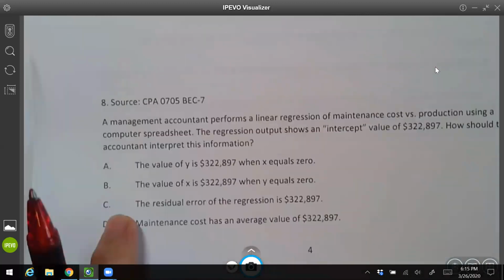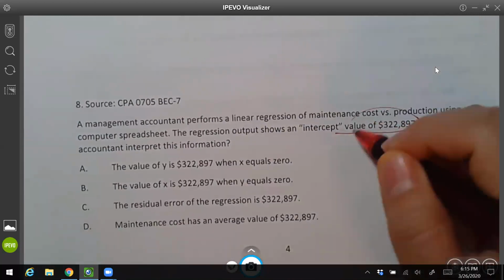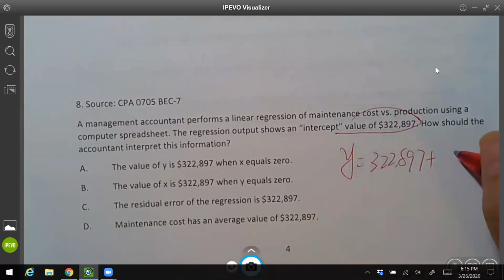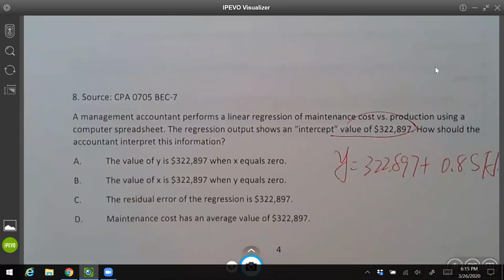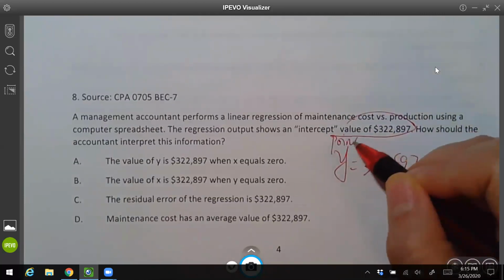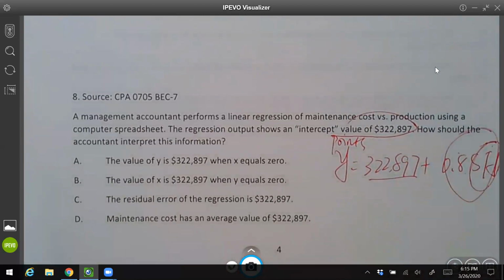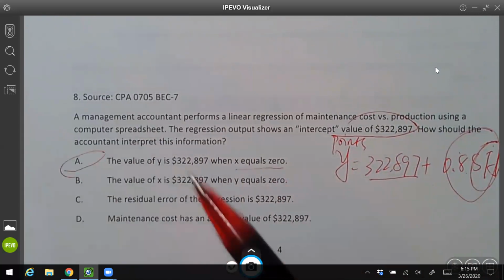Question 8, talking about the intercept. Let's say y equals 322,897 plus, again I make up a number, 0.8 times study hours. This is still the points. If you don't put in any effort, your study hours is 0, and 0.8 times 0 is 0. So even if you don't do anything, you still will get this many points. So when x equals 0, the value of y will be this much.